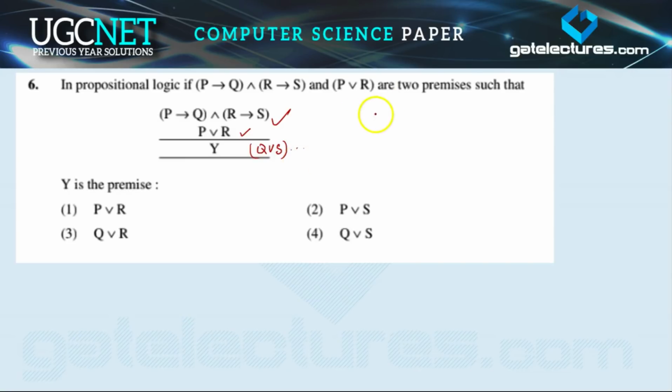And you can also see that P implies Q means negation of P or Q, and this is negation of R or S, and this is the AND operation between these two premises. So this is AND, and this one is P or R, right? So this is negation of P and this is P, so this is 1. And this is negation of R, this is R, so this is 1. So now Q and S is left out, so the answer is Q or S. Okay, so the correct answer is option 4.